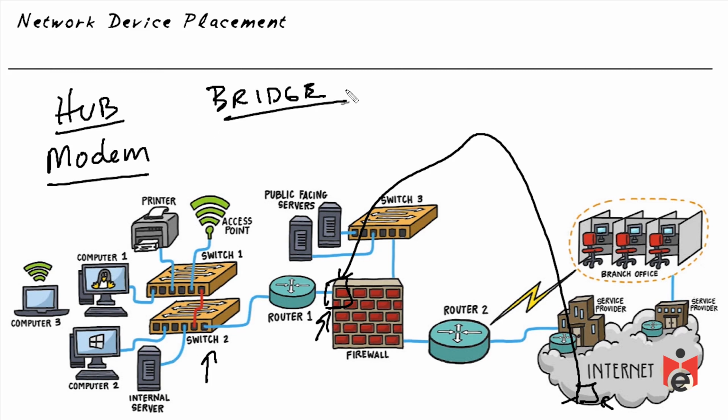Now, a bridge is a layer 2 switching device. So before we had switches, we had a bridge that would do that layer 2 forwarding, but it didn't have a whole bunch of ports. So we can think of a bridge as the great-great-grandfather of our current modern-day Ethernet switch.